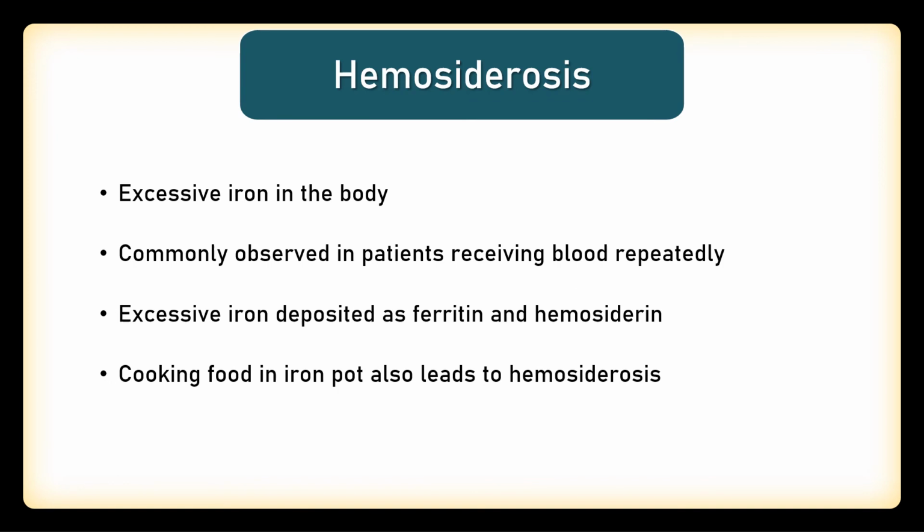Accumulation of excessive iron in the body in the form of ferritin or hemosiderin is known as hemosiderosis. It is commonly observed in patients receiving repeated blood transfusions over the years in conditions like hemolytic anemia and hemophilia.